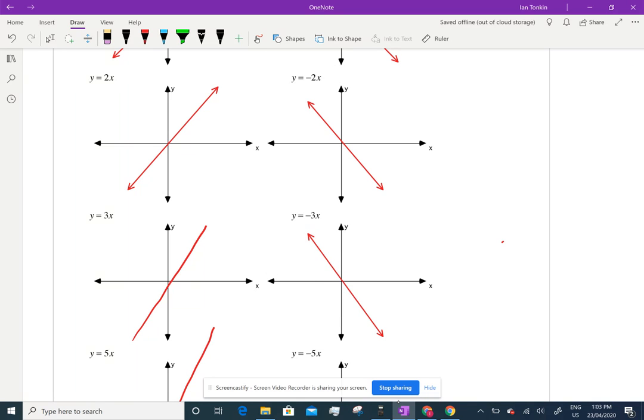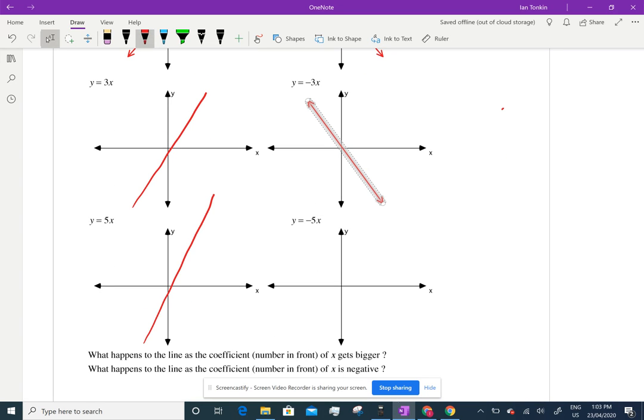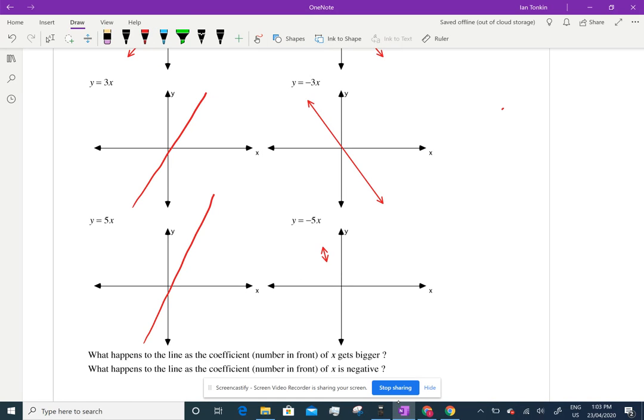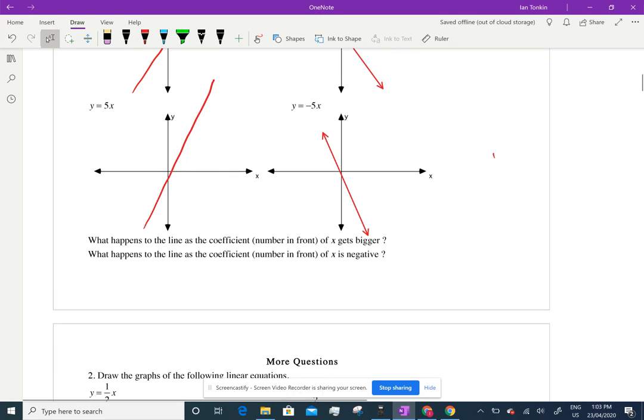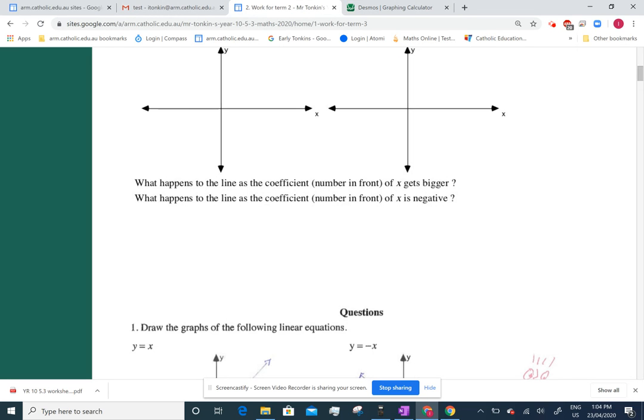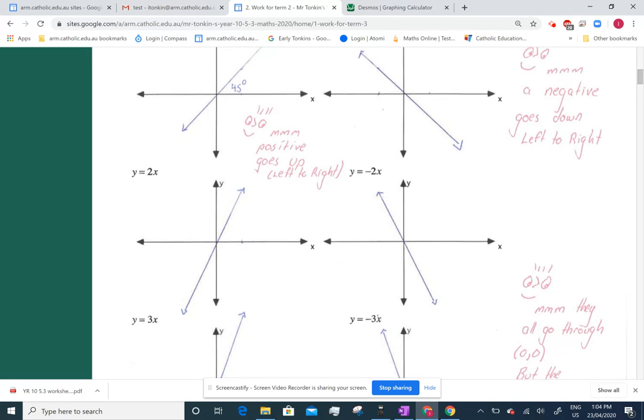All right, so that's a bit better. And then finally, the 5x is very, very steep. Let's grab that. So it should look something like that. And if you go, all right, now you have to write what happens. So you can use your own words, or you can go back and have a look and in your own words make some notes. So there you go.